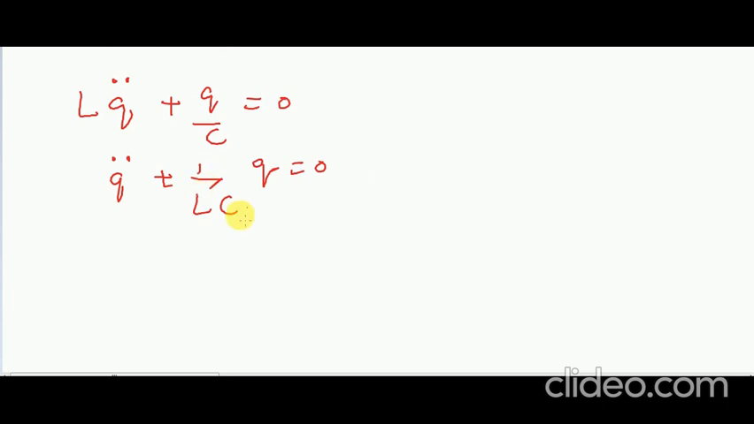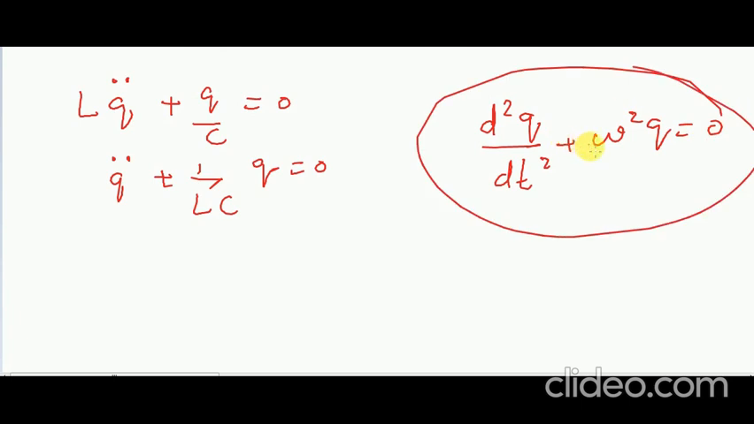We know the expression for the LC circuit, d square Q divided by dt square plus omega square Q equal to 0. This was the expression we learned and derived the other way. So you got exactly the same equation here also. Here instead of omega square, you can see that it is 1 divided by LC. So what is omega? That is 1 divided by root of LC.